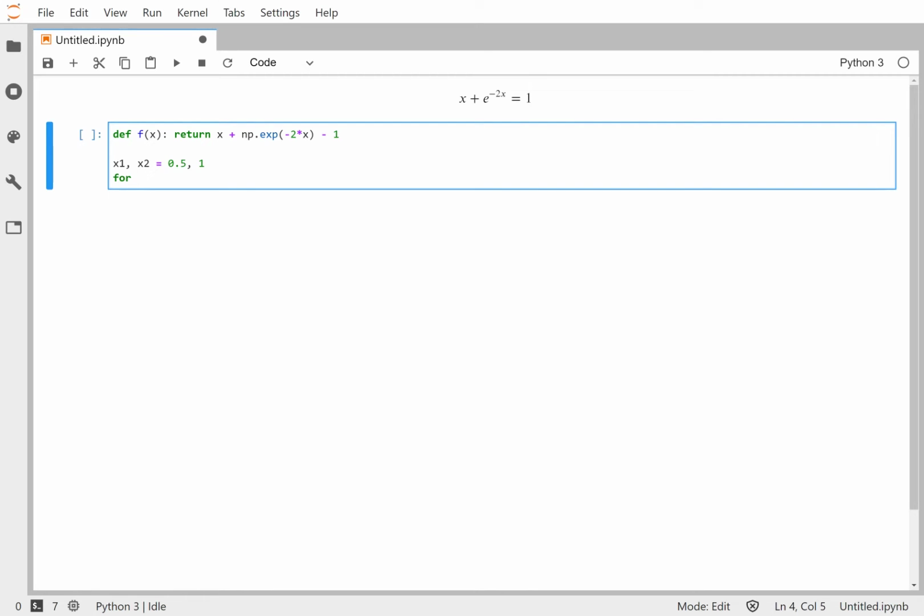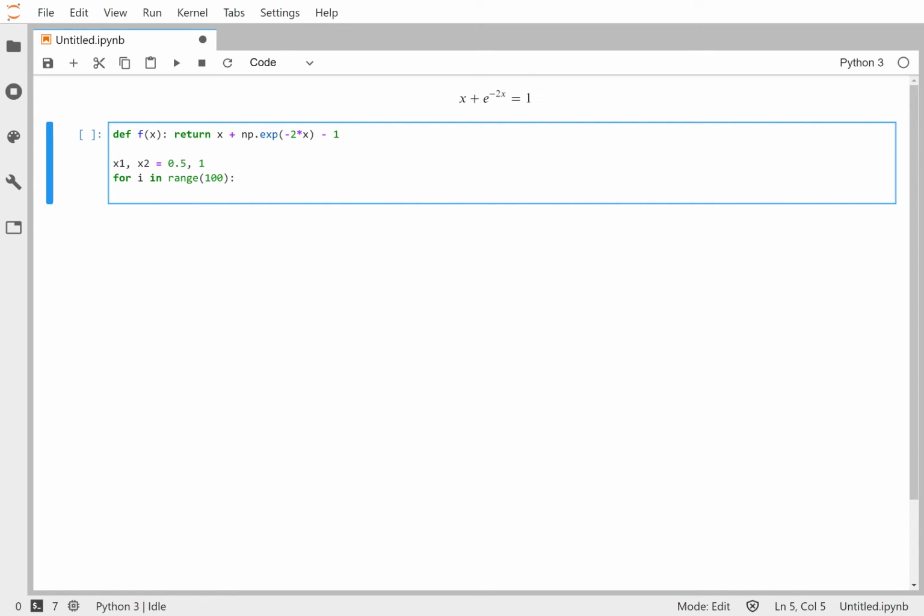Next thing we're going to do here is run a for loop. So we'll do for i in range a lot. We're never going to get anywhere near 1,000 for these because we're cutting our interval in half each time. So really even 100 should be enough. Now each step here, we're going to calculate a new midpoint. Let's call it xm for midpoint. And we do that by literally averaging x1 and x2.